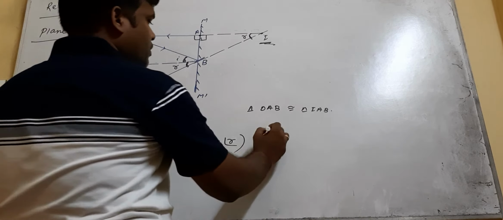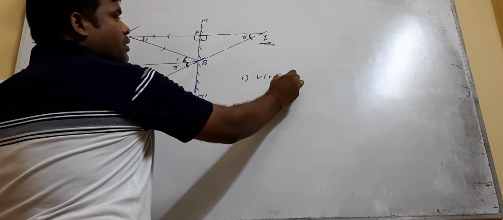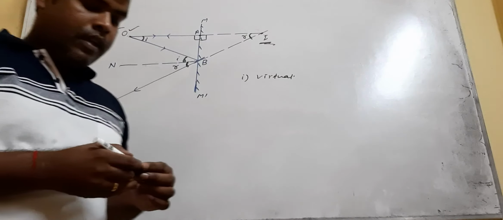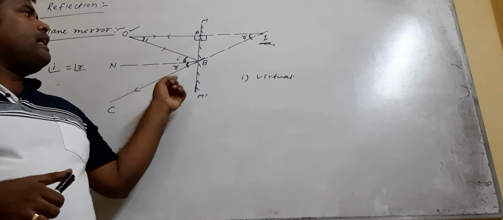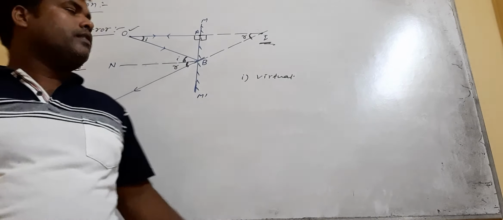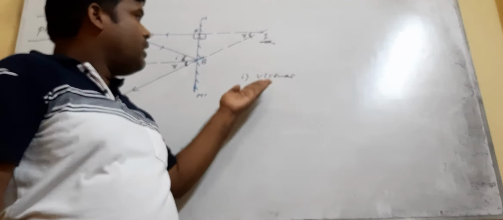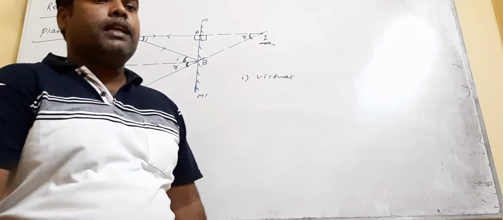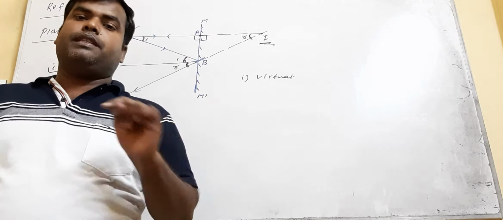Now what is the nature of the image formed by the plane mirror? Here the image is virtual. So you remember, when will you get a virtual image? If the reflected rays do not meet each other after reflection, but when they are produced backward they meet each other, then a virtual image is formed. If the two reflected rays actually meet each other, then a real image is formed.